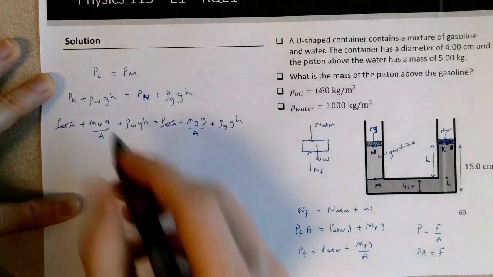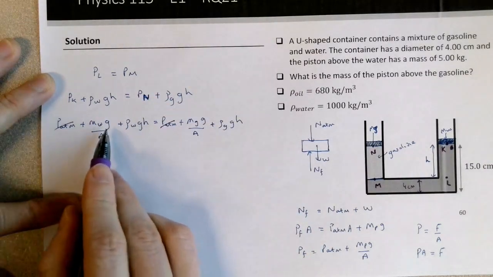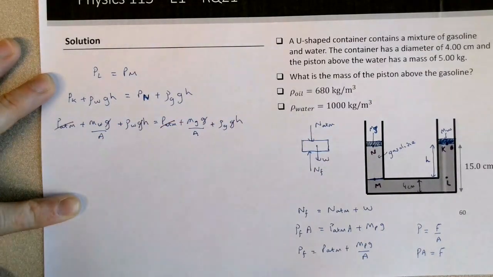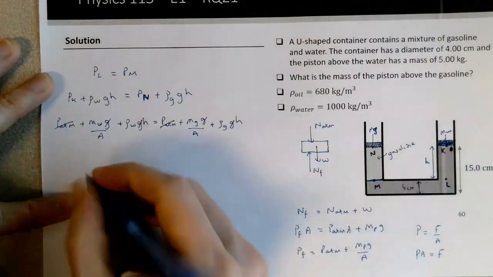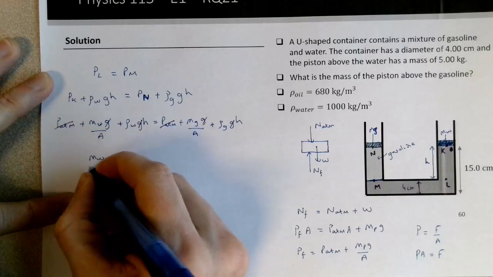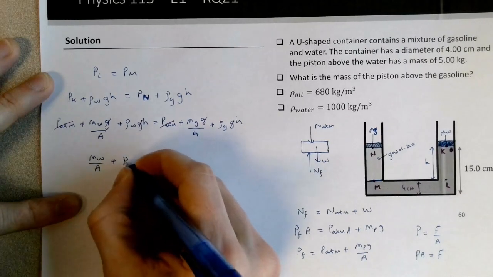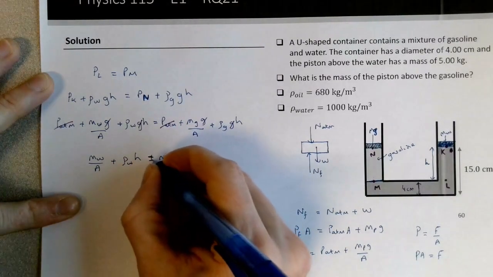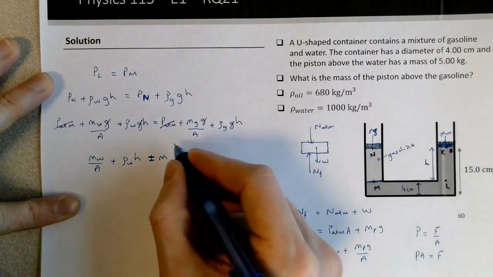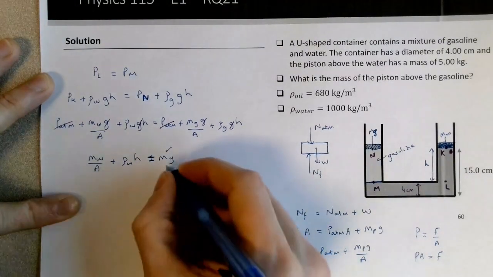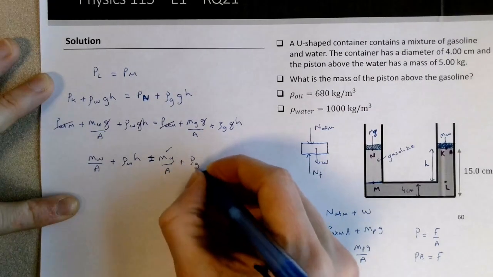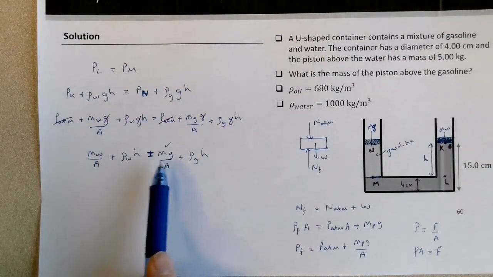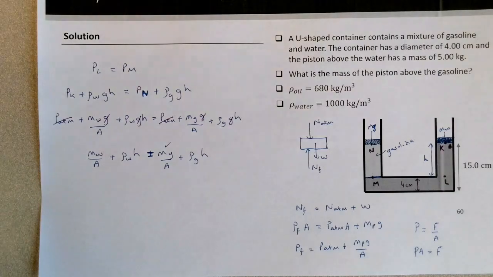If I were to write this on another line, I could then get rid of the G quantities, the acceleration due to gravity. So what I'm left with is MW, the mass of the water piston, divided by the cross-sectional area, plus rho of the water, known, times the height H, known, equals the mass of the gasoline piston, the quantity we want to find, divided by A, plus rho gasoline, or the oil, times H. The only unknown in this linear equation is the mass of the gasoline piston, which is what we want to find.